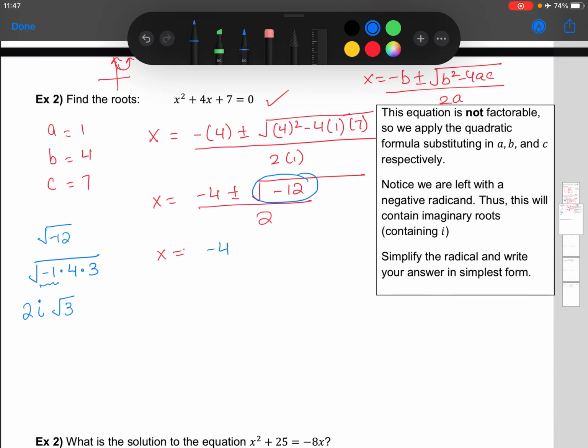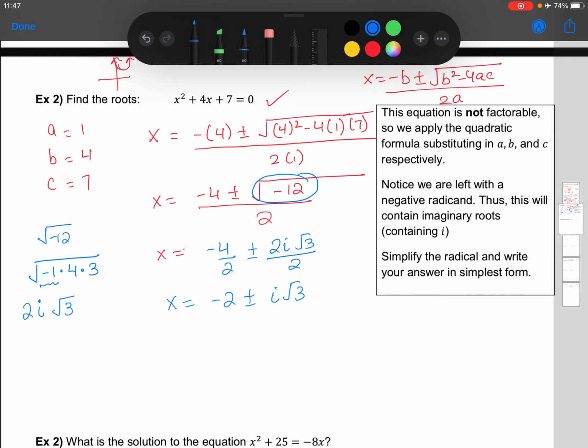So negative 4, can I write it over 2? Plus and minus 2i rad 3 over 2. What happens? The 2's cancel out, right? I'm going to rewrite it. So negative 4 divided by 2 is negative 2, plus and minus 2 divided by 2 is just 1. So i rad 3. Right?